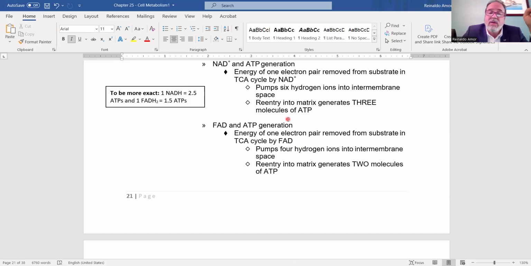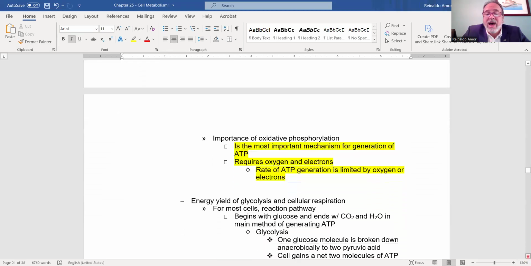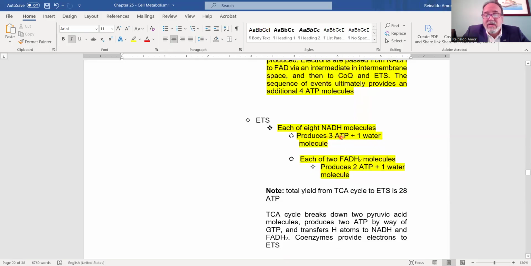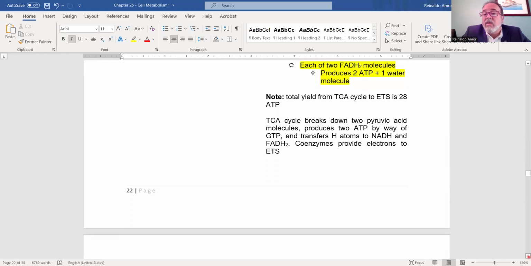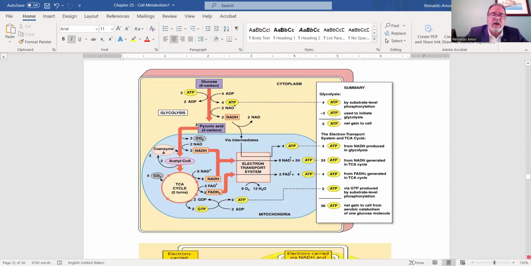And one FADH2 gives you 2 ATPs. In reality, it's 1.5, but we're rounding things off, okay? We have to do that for the exam. So for the exam, you need to know that one NADH gives you 3 ATPs, and one FADH2 gives you 2 ATPs. You have to know that. Because if I tell you how many ATP molecules are made from 8 NADHs, you're like, oh, 8 times 3. And then you'll calculate that. How is your math?